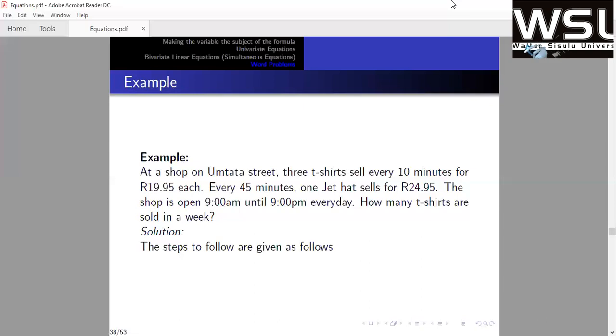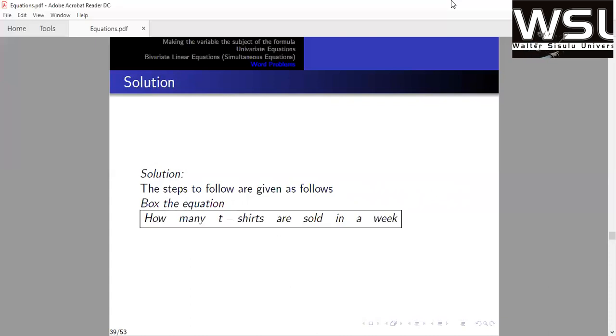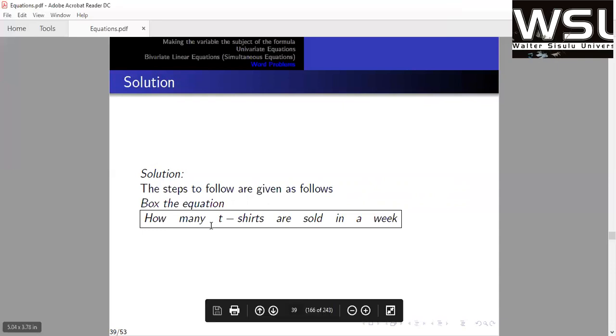Now, the steps to follow here are given as follows. First of all, we always start with the box system. Box system will never let you down if you do it correctly. Box the question. That's the question. How many t-shirts are sold?